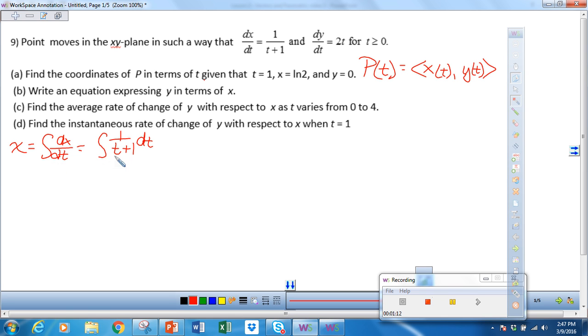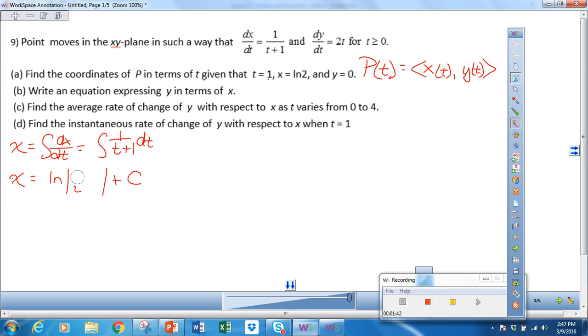And we know that the integral of 1 over t plus 1 is the natural log of t plus 1 plus c. Now, we're given some initial conditions here. We know that when t is equal to 1, x is equal to the natural log of 2. And yes, I know I just wrote that wrong, sorry. It's t plus 1. Okay, sorry about that.